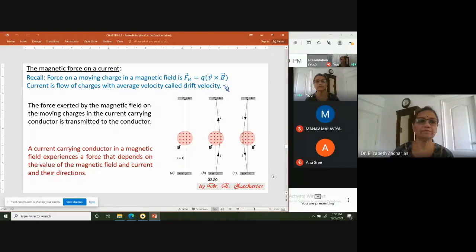So good afternoon, guys. In the last class, we discussed one more application of magnetic force, and that was the Hall effect.